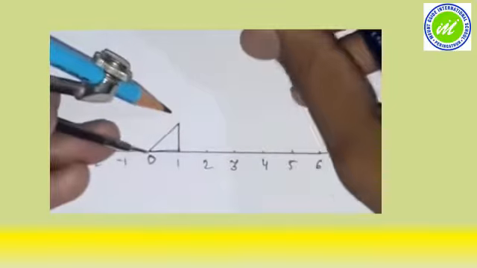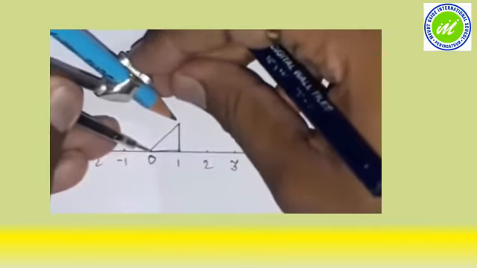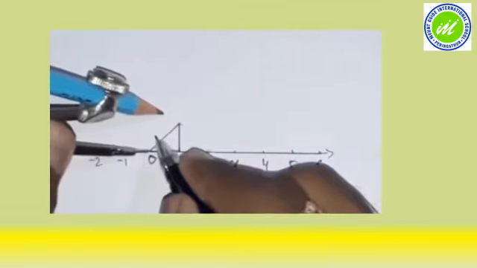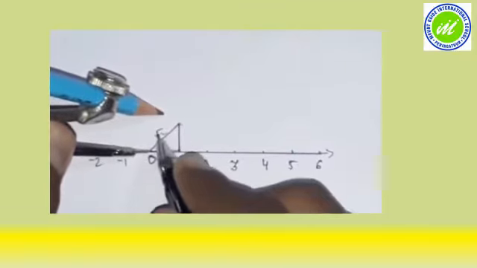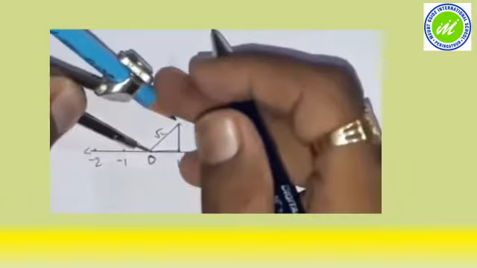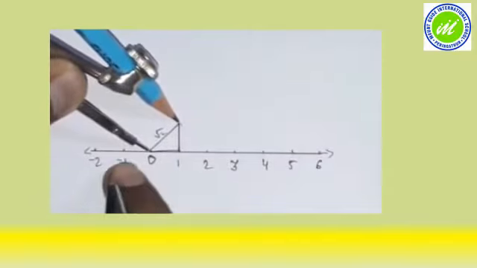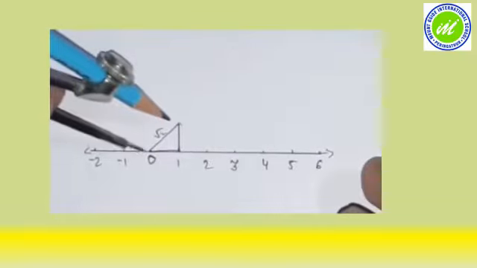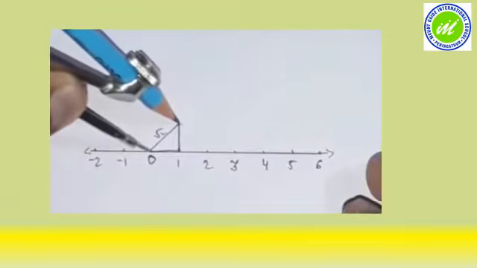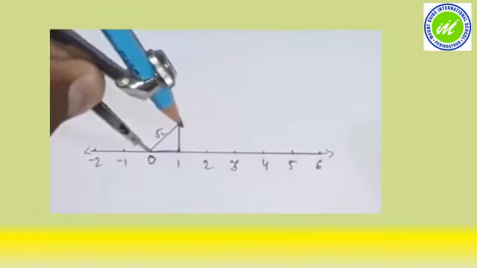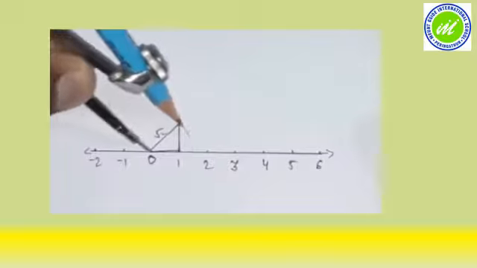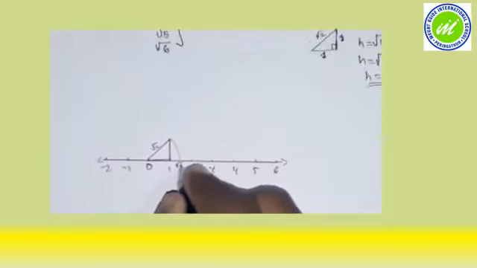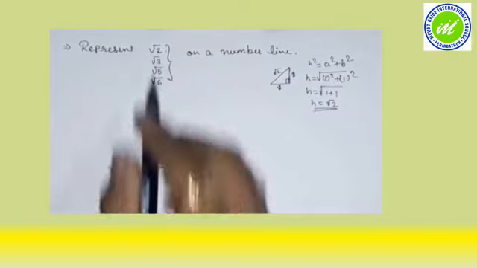Now you can draw, taking this O as a center and this as your point. Because we know this distance is root 2, the distance from starting to your ending will also be root 2. Now you can cut an arc of that root 2 from here where it will intersect on the number line. That point will be root 2. Now you want to find out root 3.